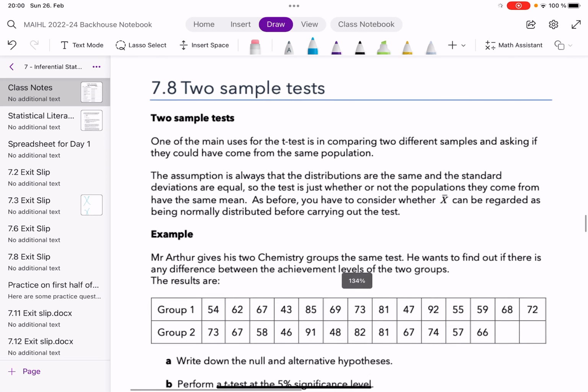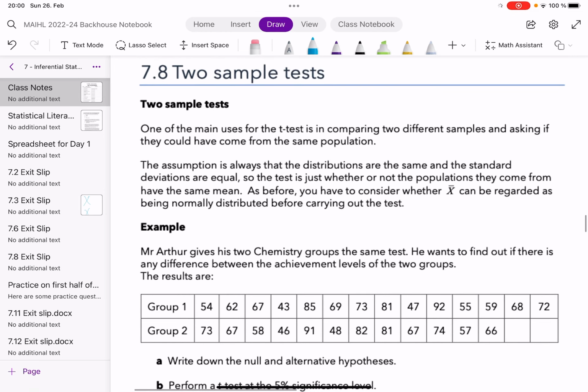So one of the main uses for the t-test is in comparing two different samples and asking if they could have come from the same population. The assumption is always that the distributions are the same and the standard deviations are equal. So the test is just whether or not the populations they come from have the same mean. As before, you have to consider whether x bar can be regarded as being normally distributed before carrying out the test.